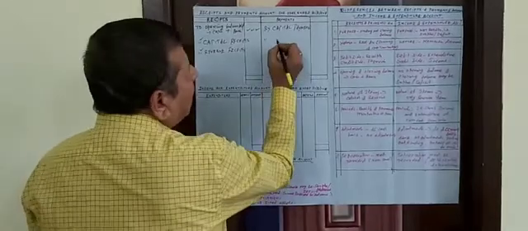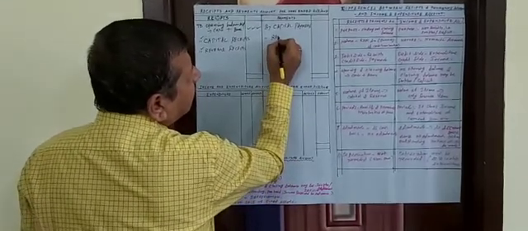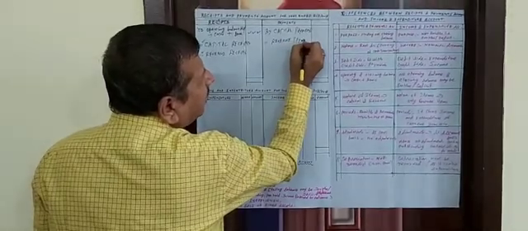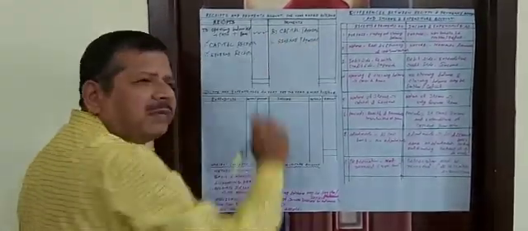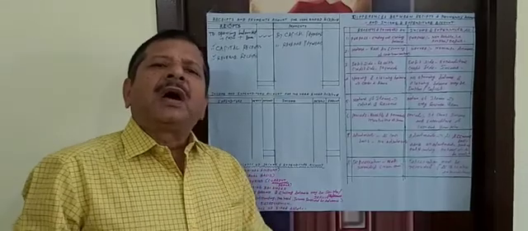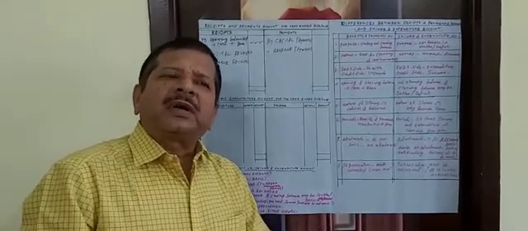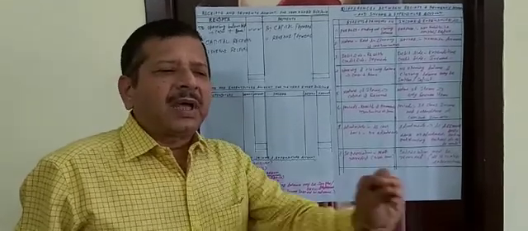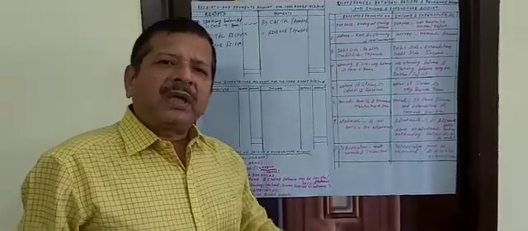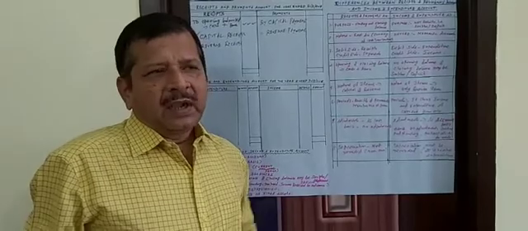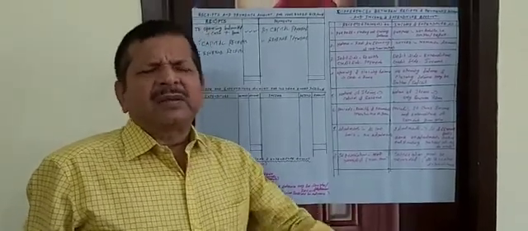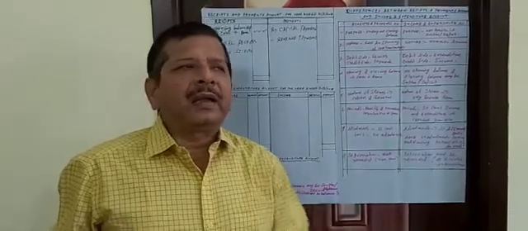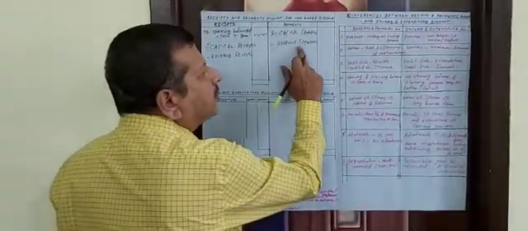Then the next one is the revenue payment. Revenue payment means the payment which we incur frequently, like paying salary to the workers, paying rent for the building, paying any sort of day-to-day expenses. Which is recurring again and again, that is called revenue payments.